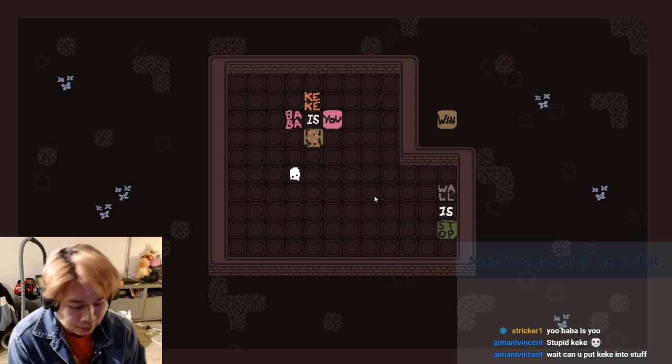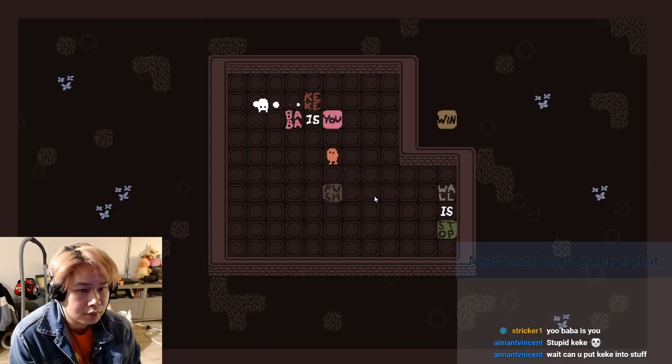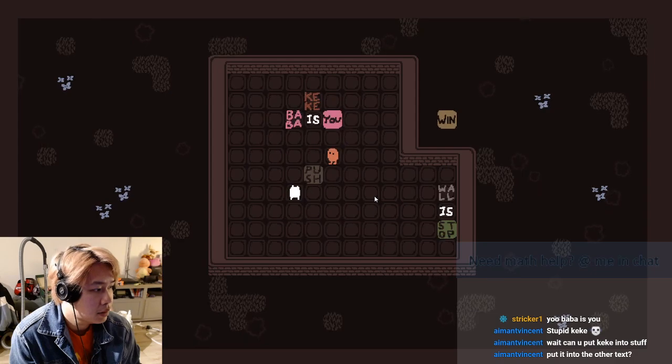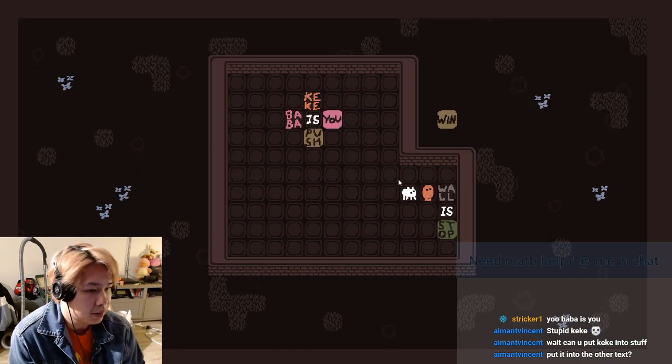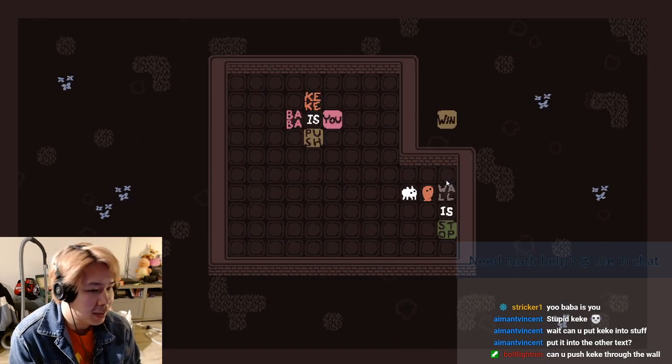Because you see what I just did right here. I made Kiki pushable. And then when Kiki is pushable, you can't put Kiki into things. No, you can't push Kiki through the wall.